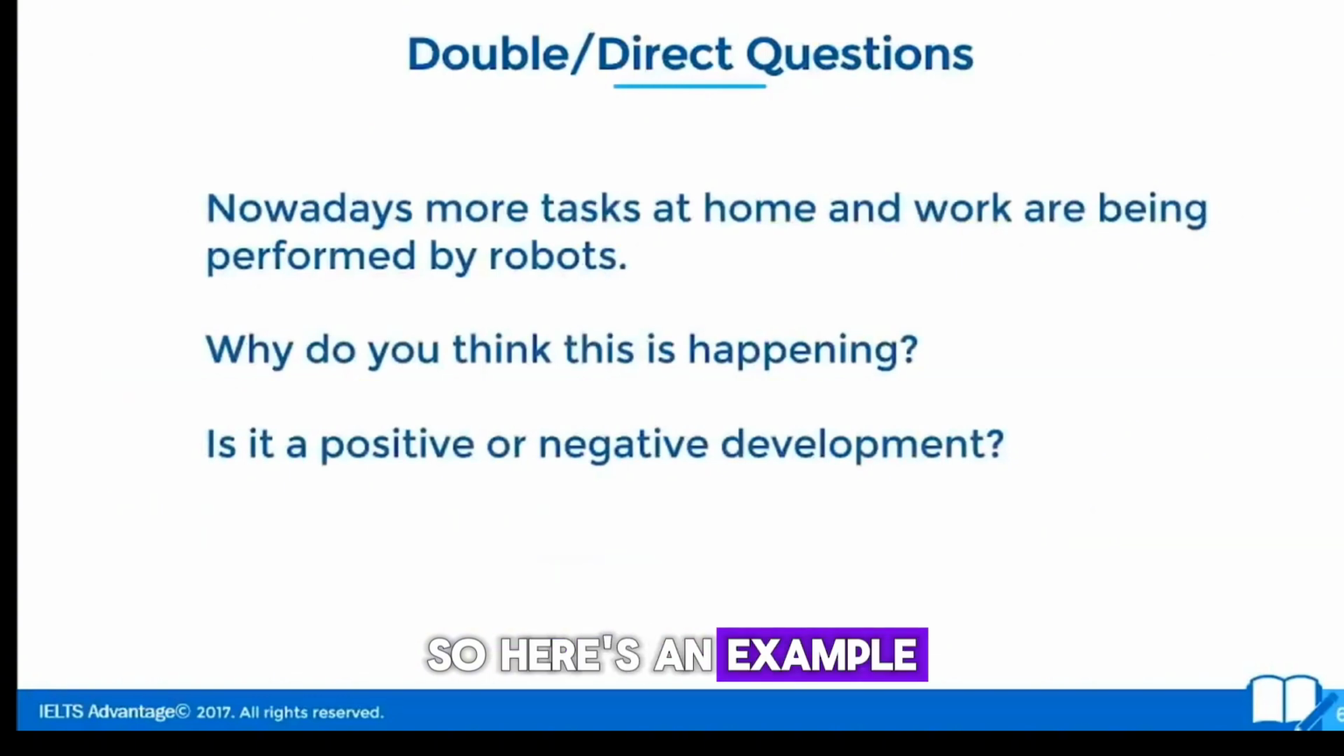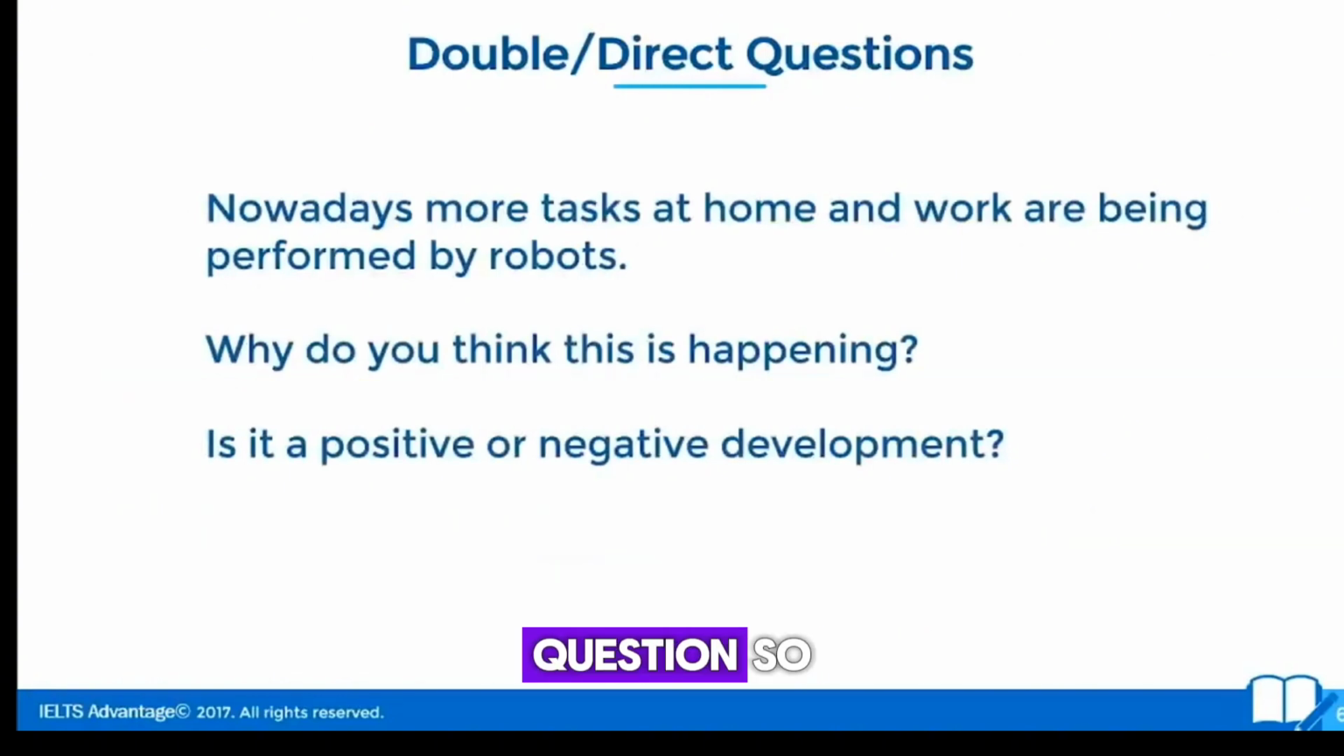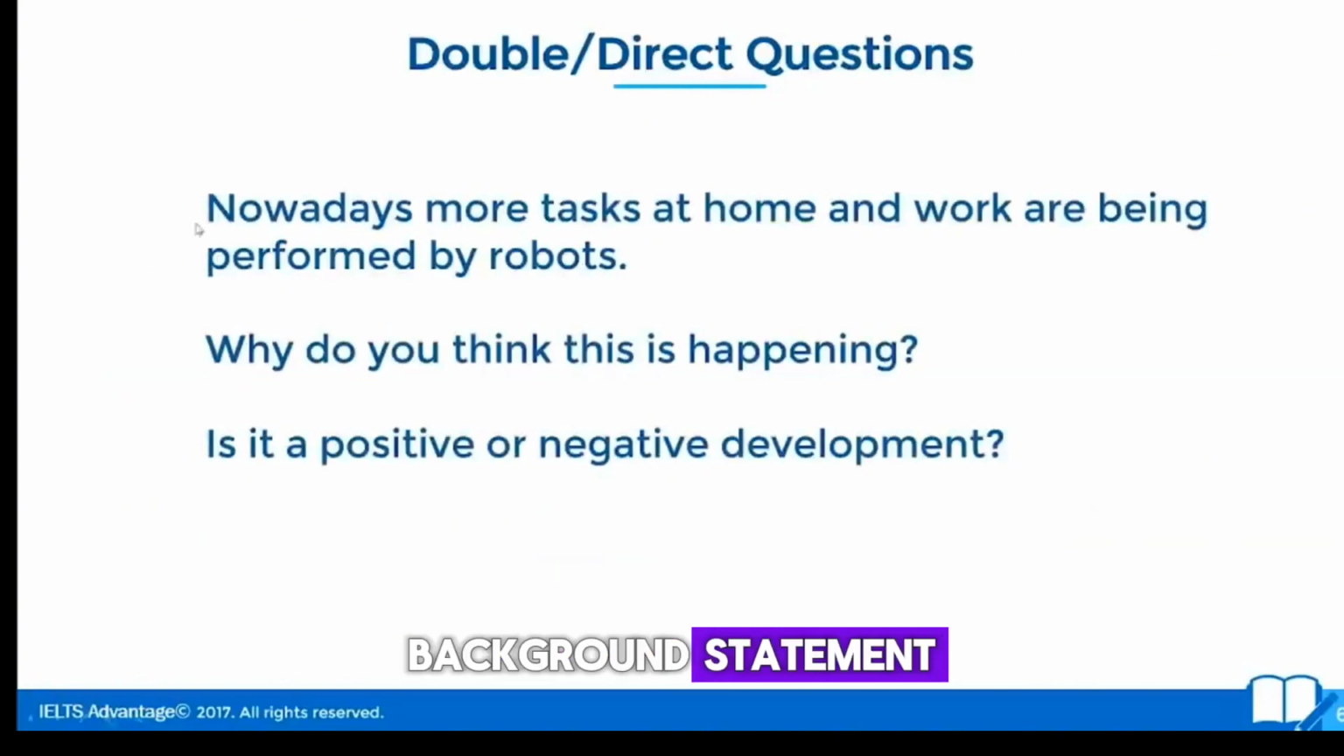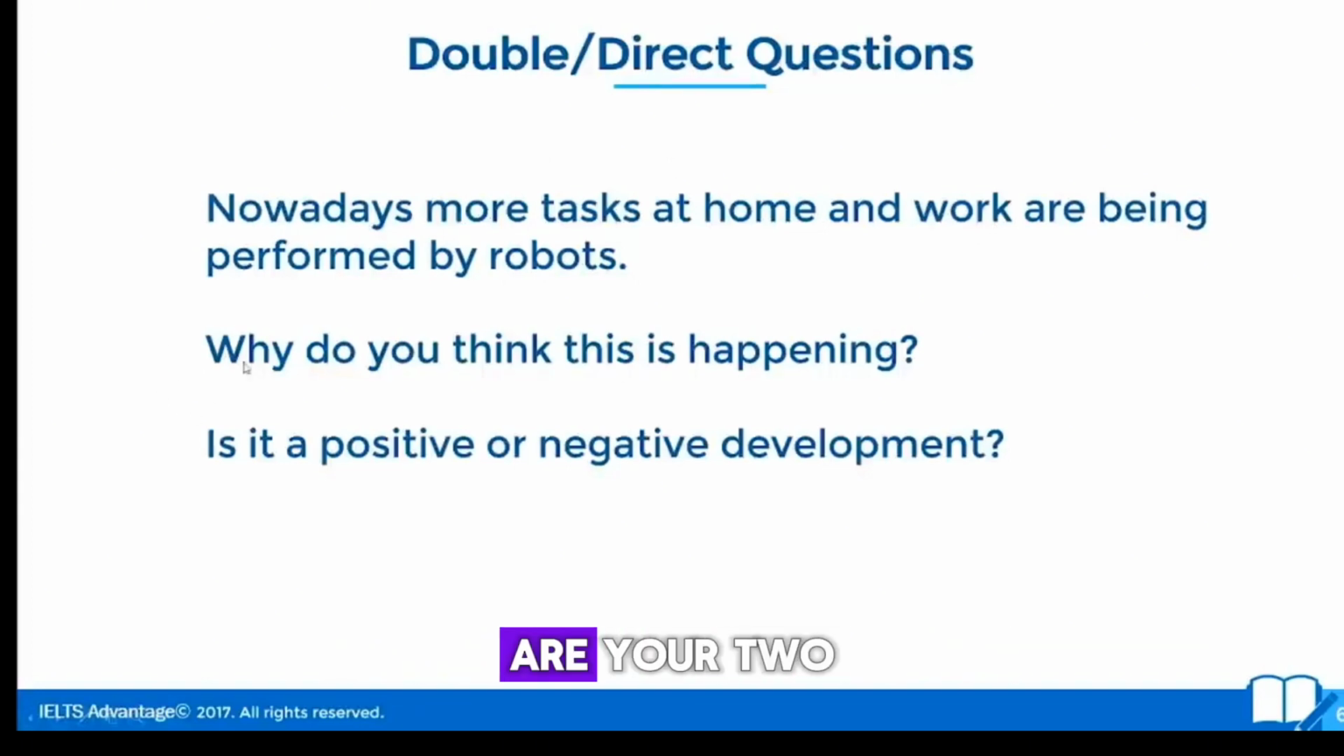So here's an example of a double question. We have the background statement here. Nowadays, more tasks at home and work are being performed by robots. This is just giving you the background information. And then these are your two direct questions. Why do you think this is happening? Is it a positive or negative development? So we have to answer both of these questions in one essay.